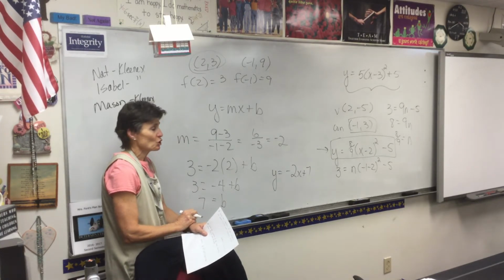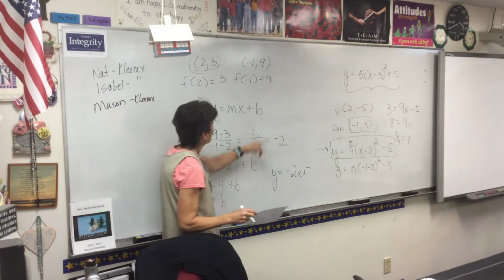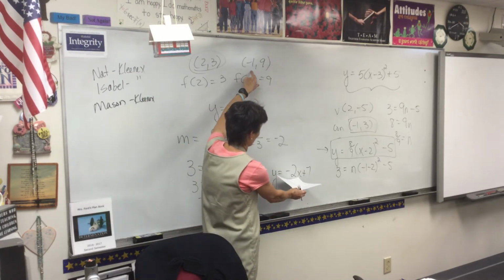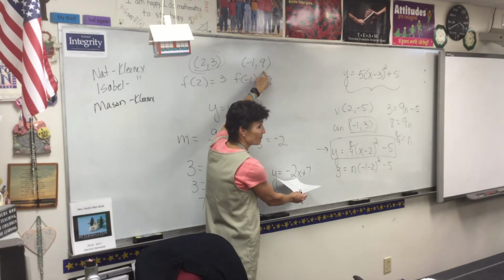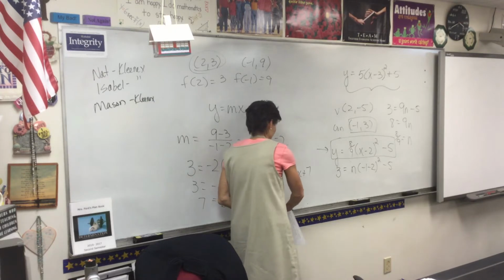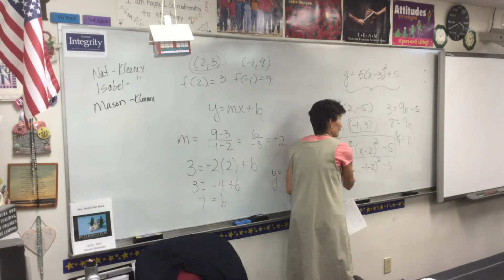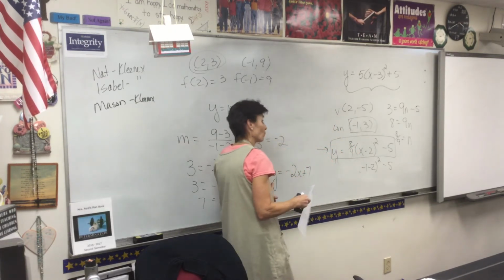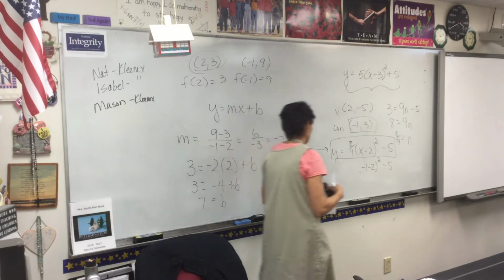And if you have time to check, this is easy to check. What should happen if we put -1 in for that x right there? If we put -1 in for that x, we better get 9 if we've done it correctly. What? 9 in for y. Yeah. Yep.